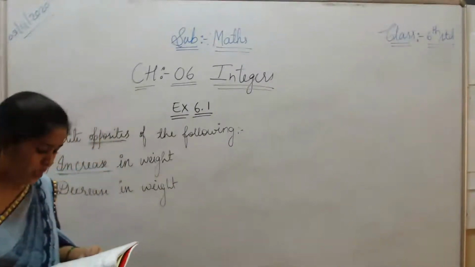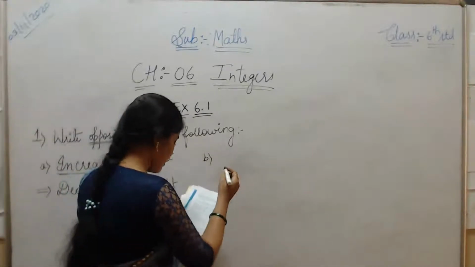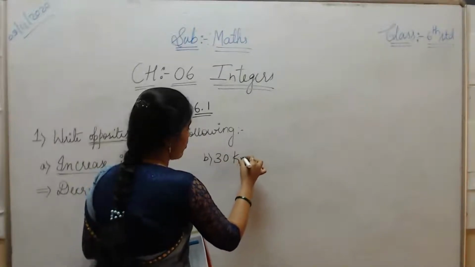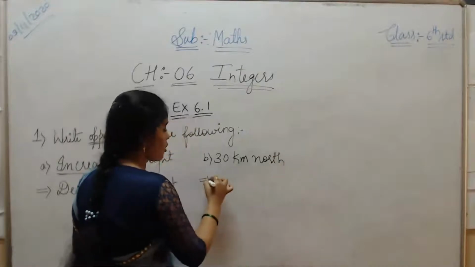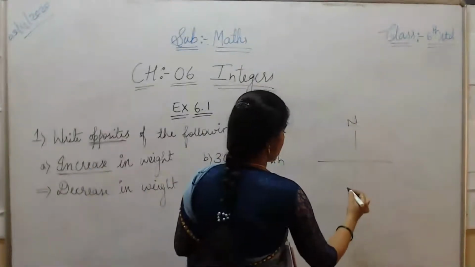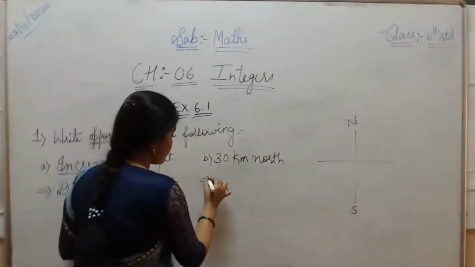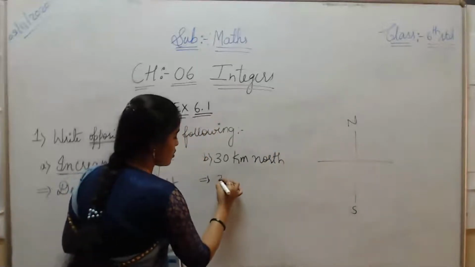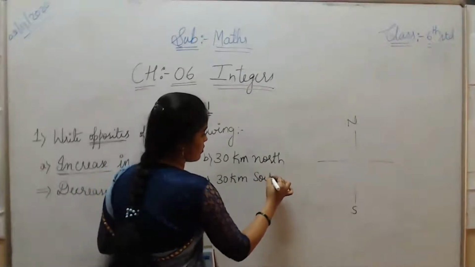Next, B: 30 kilometer north. North's opposite: north, south, east, west. So here the opposite of north is south. So 30 kilometer south.